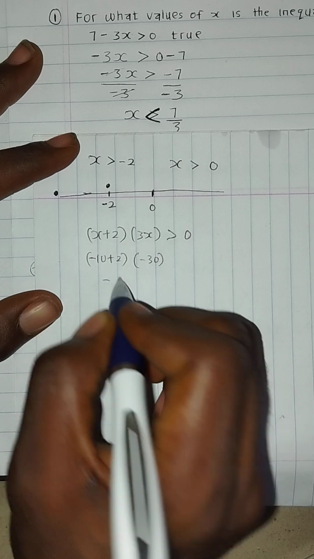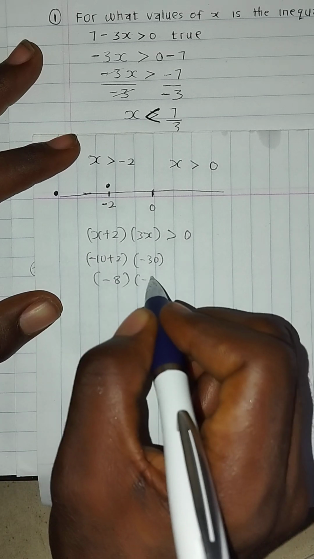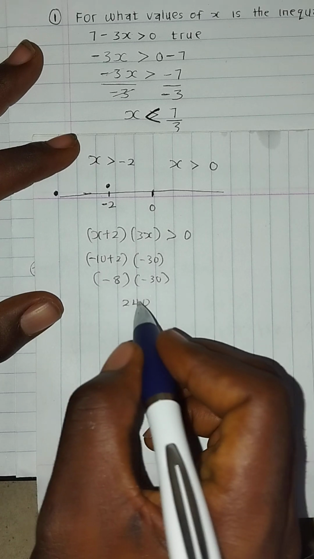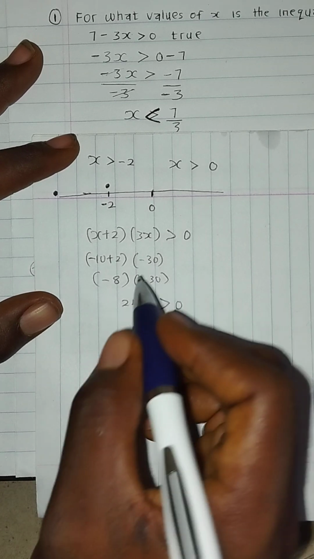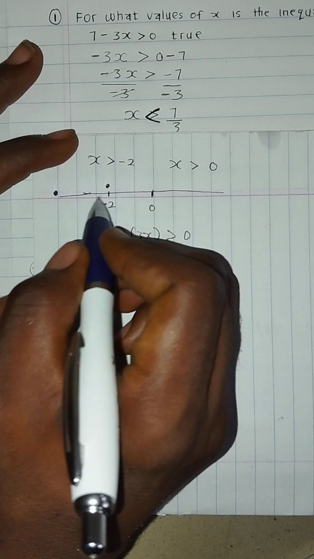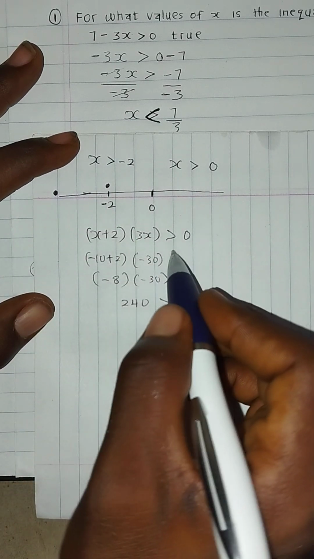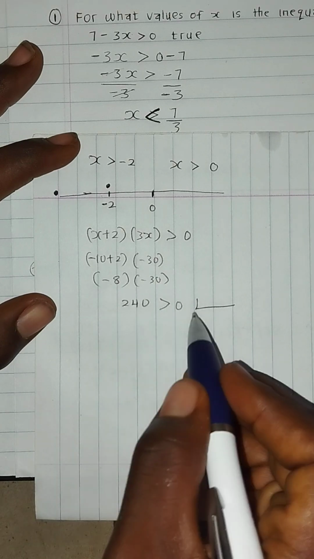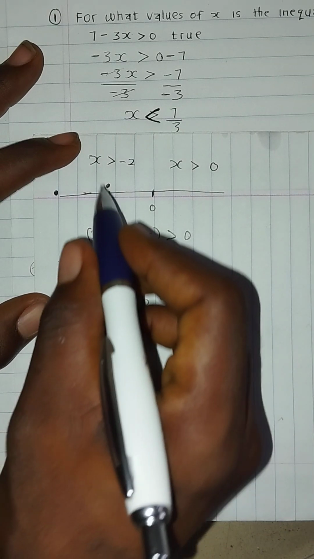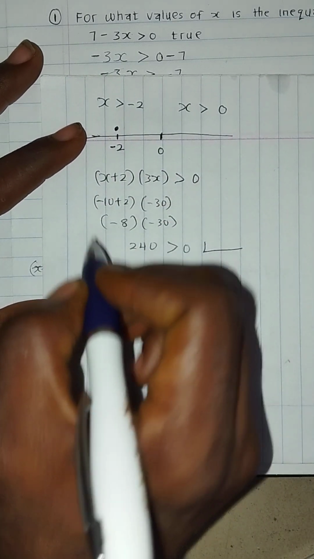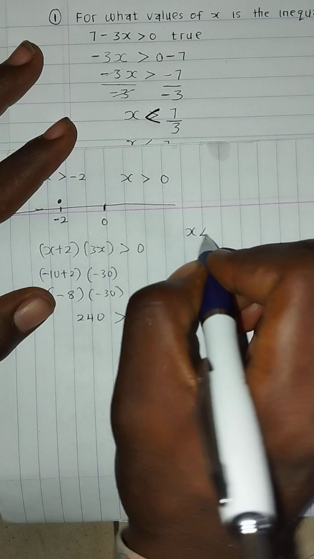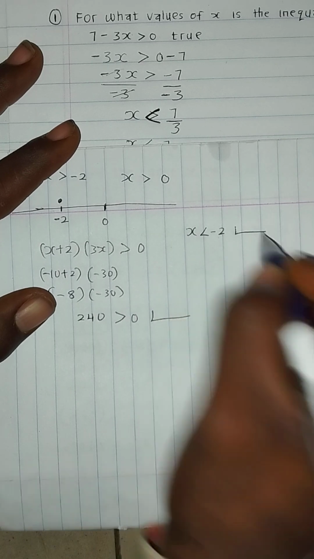Minus 10 plus 2 is minus 8. Minus 8 times minus 30 is 240. You can press your calculator. 240 is obviously greater than 0. That means I picked a number that is less than minus 2 and it worked. It made my inequality true. So therefore, x less than minus 2, let me put it here. x less than minus 2 is correct for us.